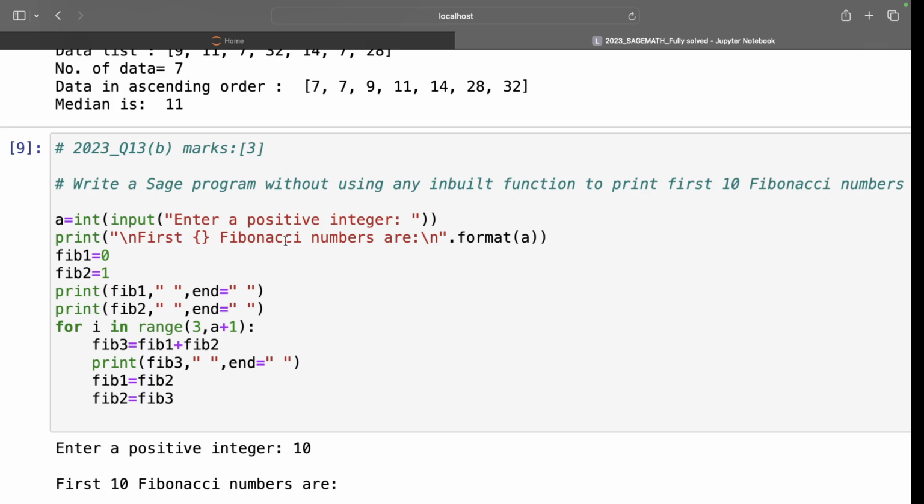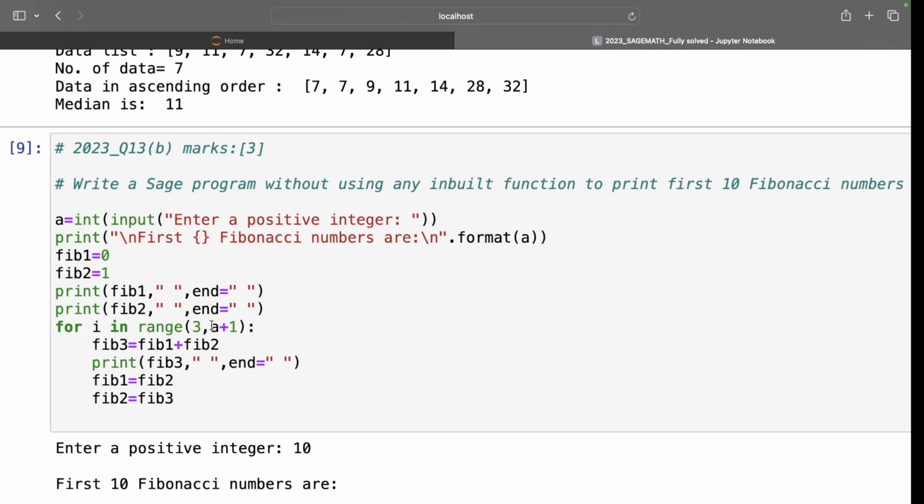Print first 10 Fibonacci numbers are, and so on. Fib1 equal to 0 and Fib2 equal to 1. We call these variables Fib1 and Fib2. Print Fib1 and Fib2. For i in range 3 to a plus 1. So i starts from 3, since the first two terms are Fib1 and Fib2.